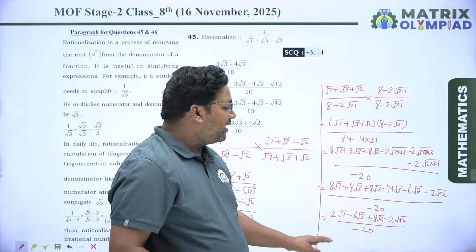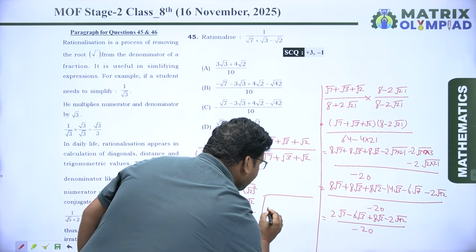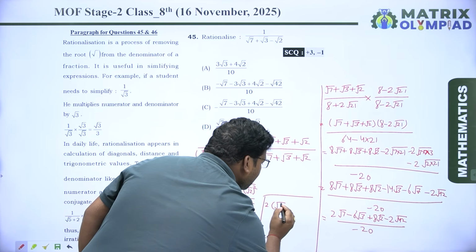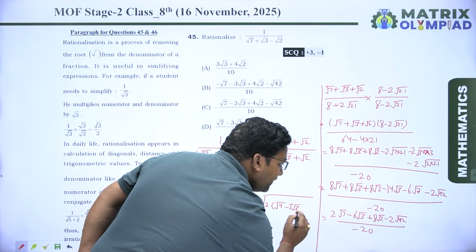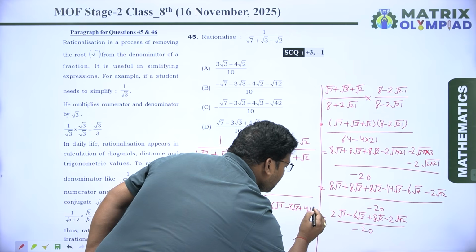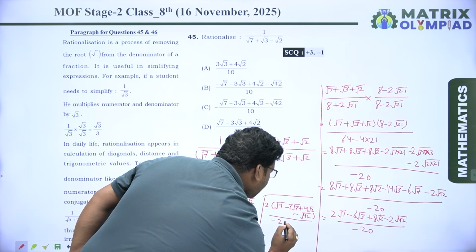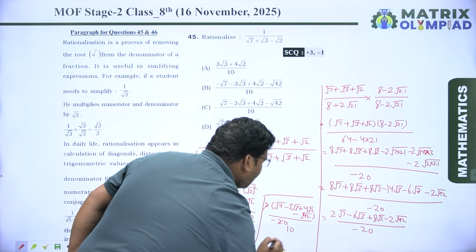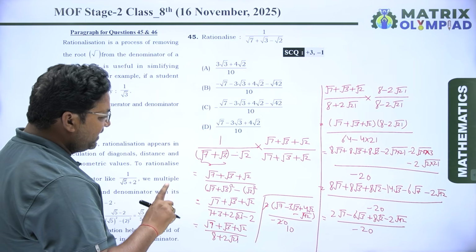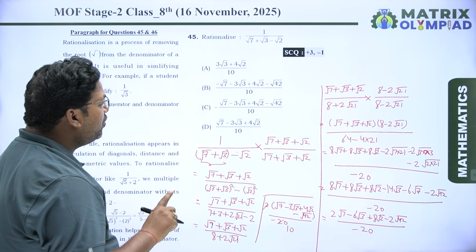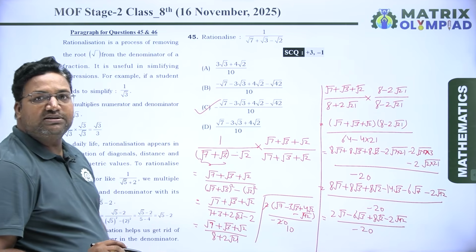Here you can see in numerator and denominator 2 is common, so we will get 2 in bracket, we will get √7 − 3√3 + 4√2 − √42 upon −20. 2 and 20 are cancelled out by 10. So we will get −(√7 − 3√3 + 4√2 − √42) upon 10. So which is in option C. So option C is the right answer.